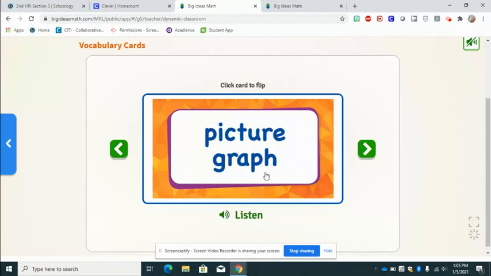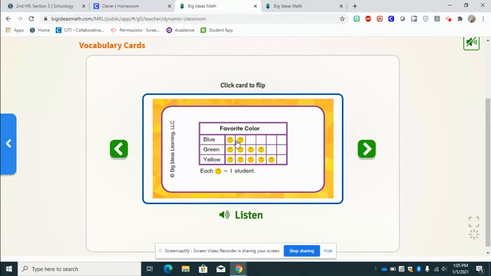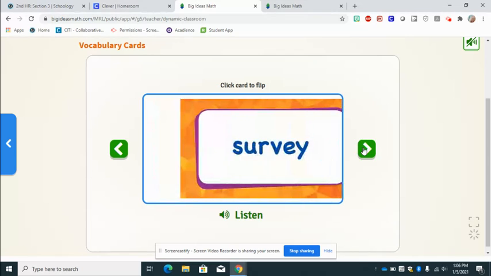A picture graph. We saw this one earlier, the favorite color, and it shows pictures beside the different colors, and this is a picture graph. And remember, each smiley face equals 1 student. So 2 smiley faces are beside blue, so that means 2 students chose blue as their favorite color. This is a picture graph. It uses pictures.